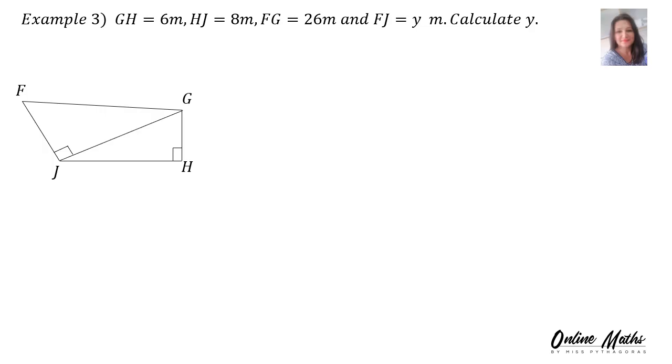Example 3. GH is 6 meters. HJ is 8 meters. FG is 26 meters and FJ is little y meters. Calculate y. Now, when you look at your two triangles, it's very clear that y lives in triangle FGJ.